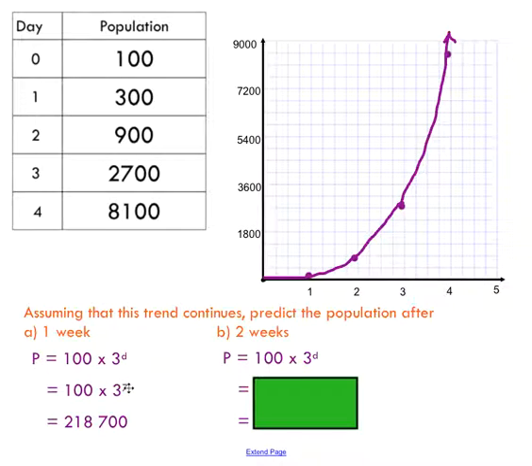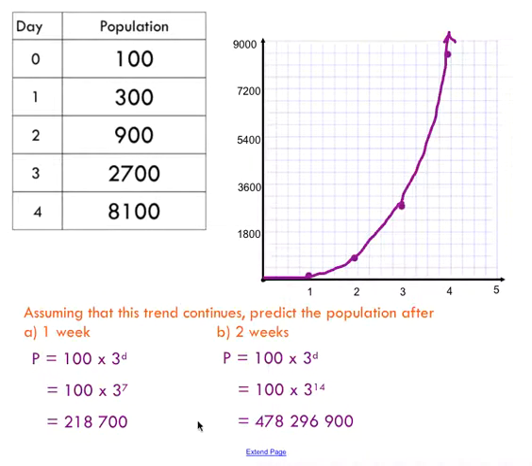There's 7 days in a week, and I can determine that there are 218,700 bacteria in this culture after 1 week. So you can imagine I'm starting with 100 and I'm multiplying by 3 consecutively for 7 days. I'm going to end up with quite a bit of bacteria. And after 2 weeks, you can see I end up with even more. Okay, so that's just an example of something we call exponential growth, which is when we multiply by a factor.